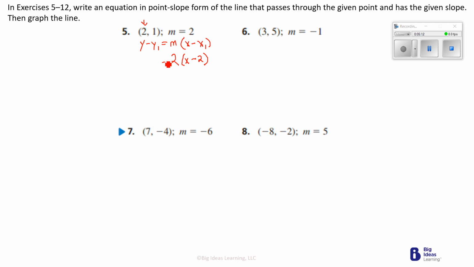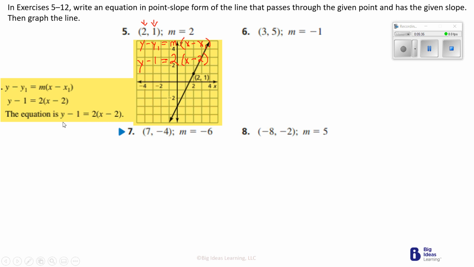And then my y1, right, will be right there, and that would be a negative one. Notice that they become the opposite sign, right? And so I should have y minus 1 equals 2 times x minus 2. All right? See how that worked out for me? There you go. y minus 1 equals 2 times x minus 2.